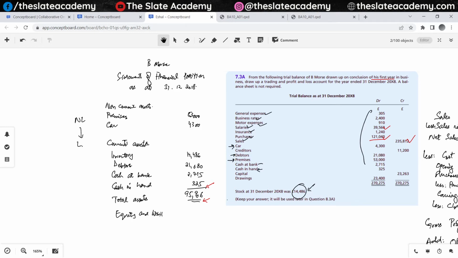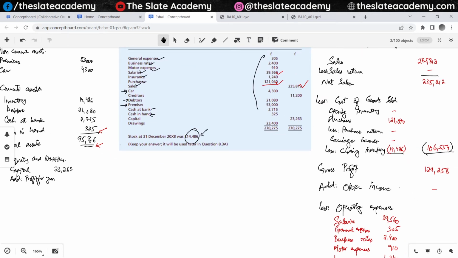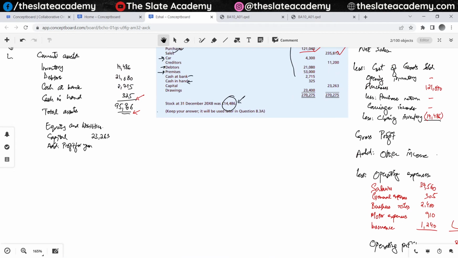Acha ji, for equity and liabilities, the first thing that I'll have is opening capital. How much was capital? It was 23,263. And then I add to it profit for the year. Acha ji, since this is the first year of operations, there wouldn't be any retained earnings. If there were any retained earnings, I would have added those over here as well, below or before the profit for the year. Acha, in this case, profit for the year was 84,843. And then from this, we deduct drawings.